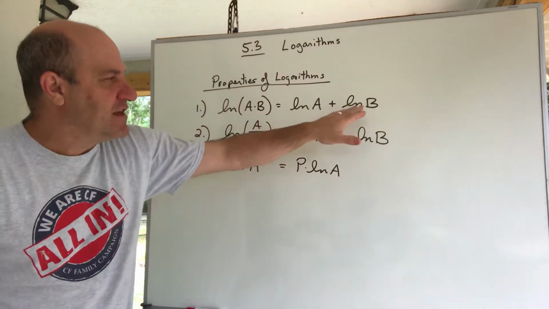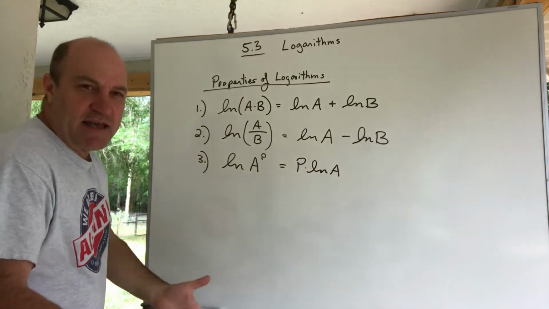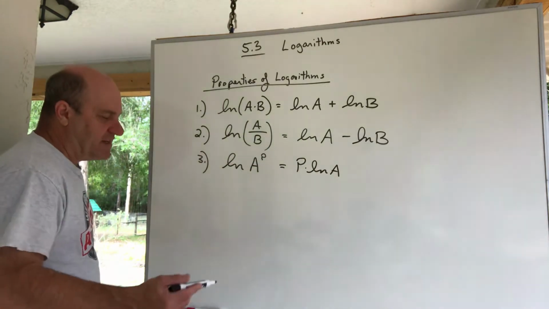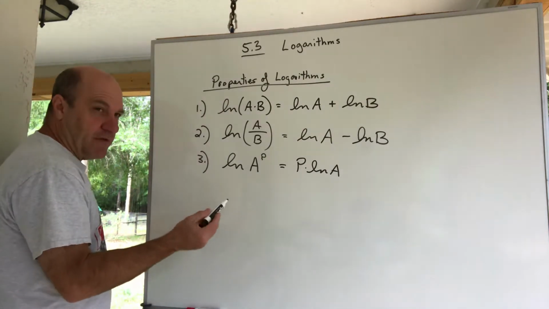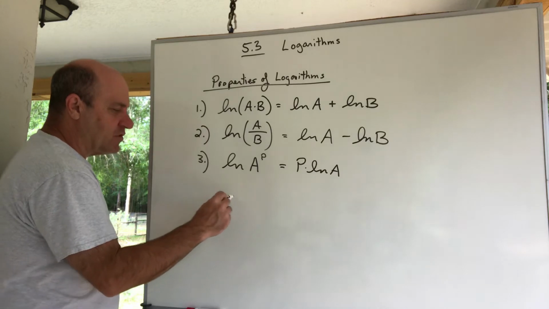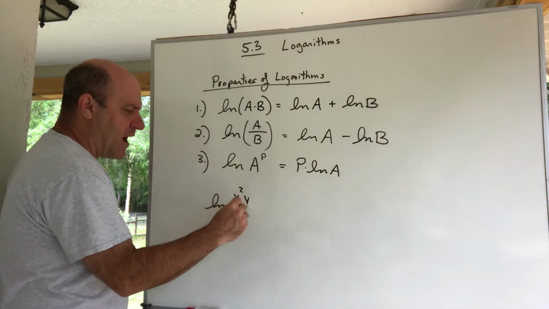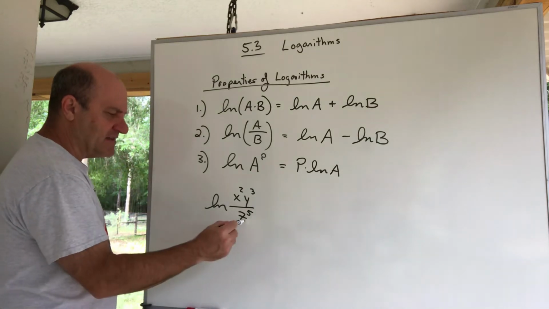So you can use these properties forwards or you can use them backwards. I mean, if you have this, you can go back to a product. And the exercises that are in the book and in the practice make you practice using these properties. Some typical exercise is this. The natural log of x squared y cubed over z to the fifth.